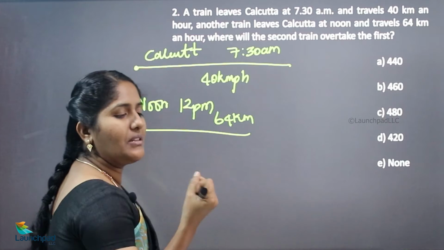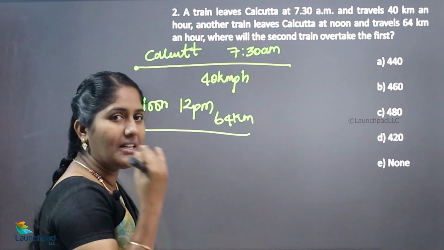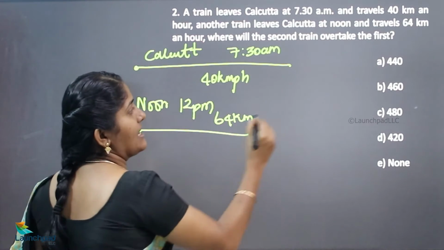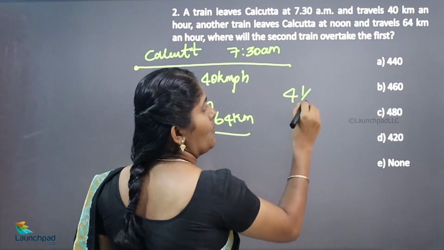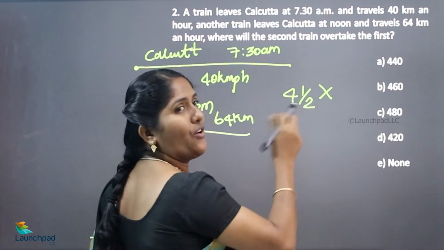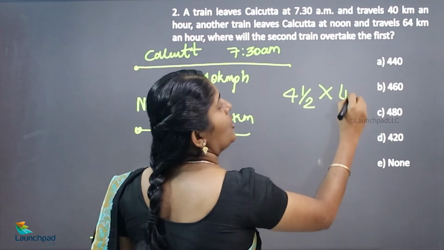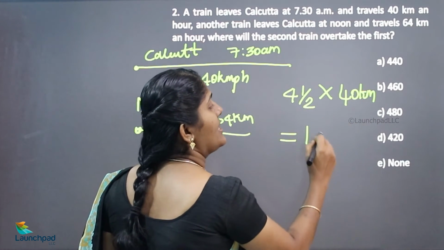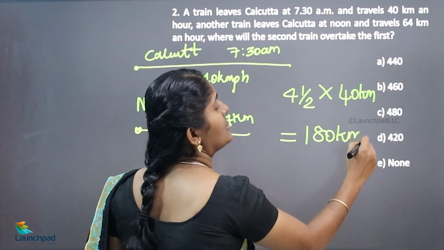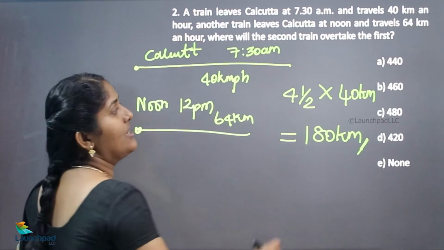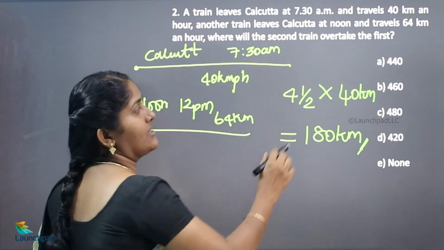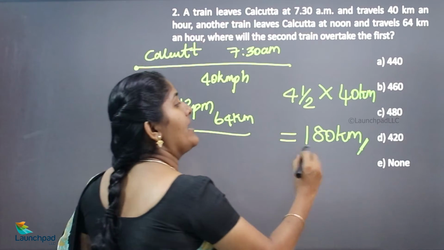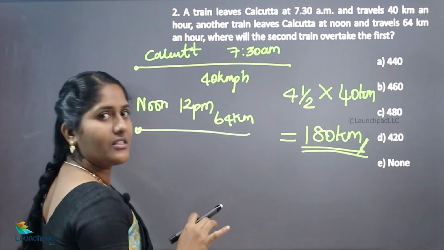Anyway, 7:30 am, then 8:30 am, 9:30 am, 10:30 am, 11:30 am and 12. So the first train has travelled 4.5 hours. At 40 kilometers per hour, for 4.5 hours it covers 180 kilometers. So 4 fours are 16, 160. For half an hour: 1 hour means 40, half an hour means 20 kilometers. So the first train has reached 180 kilometers.